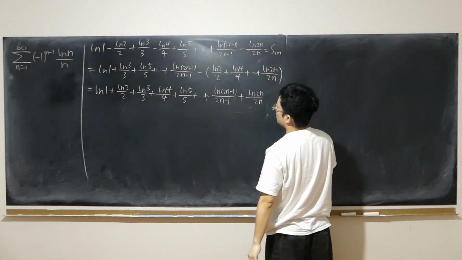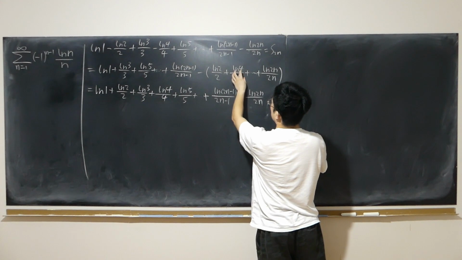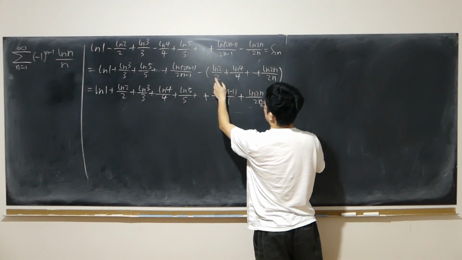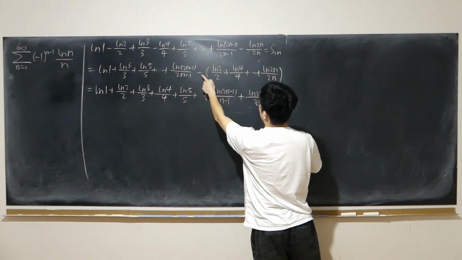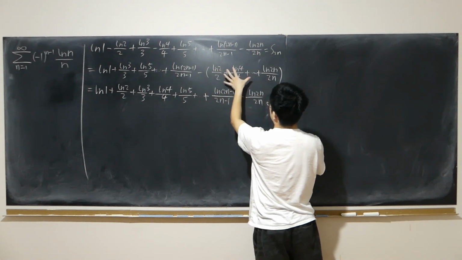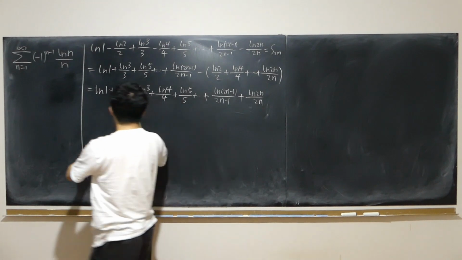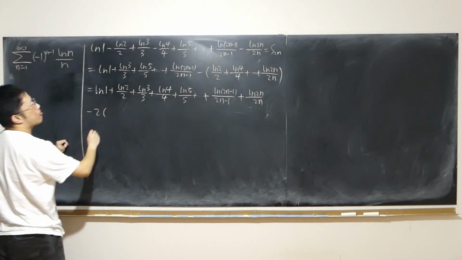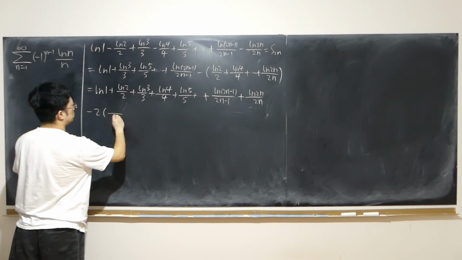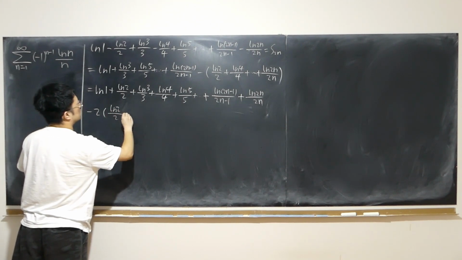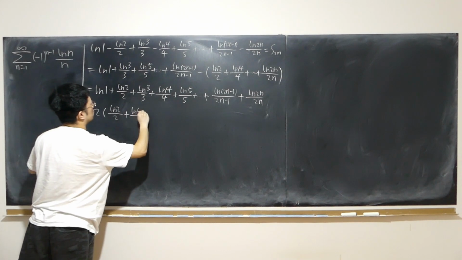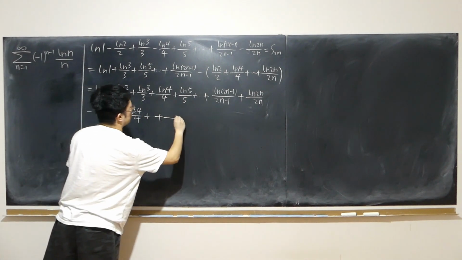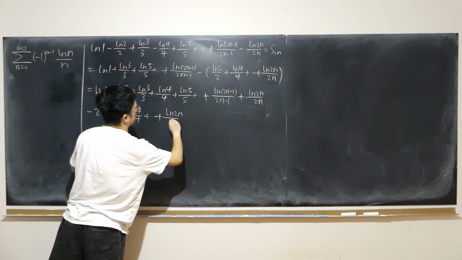But I have exactly the same term in here. So I'm going to add a 2 in front here: minus twice of this sum. So minus twice of this: log 2 over 2 plus log 4 over 4 plus all the way log 2n over 2n.